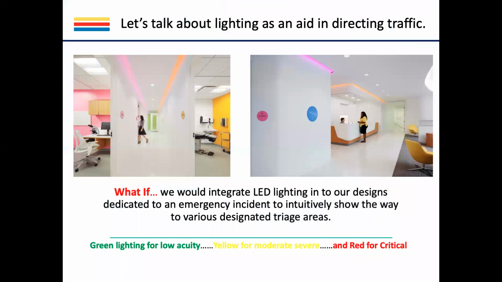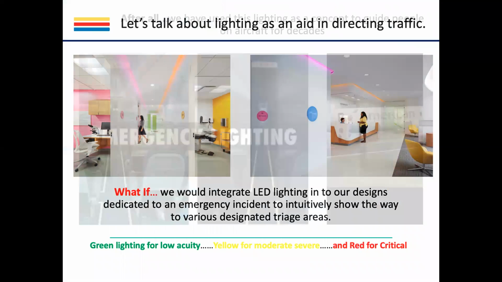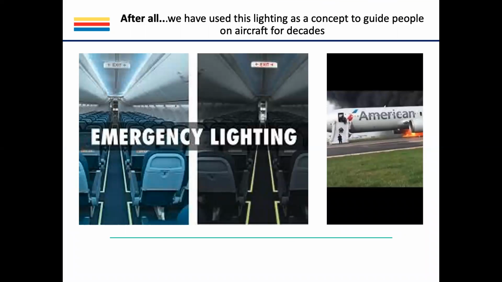So let's consider lighting as an aid to directing traffic. What if we could integrate LED lighting into our designs and dedicate it to an emergency incident so we can intuitively show the way to various designated triage areas? With green lighting for low acuity, yellow lighting for moderate to severe, and red for critical. Everybody's used to emergency lighting. We've been doing it in airplanes for a long, long time. If we just incorporated LEDs, which is so easy to do now, in our hallways and in some of the rooms we want, we just tell ambulances to follow the green line to the green patients, the yellow line to the yellow patients, and the red line to the red patients. It's not hard to do, again, if we think about that on the front end of the design process.